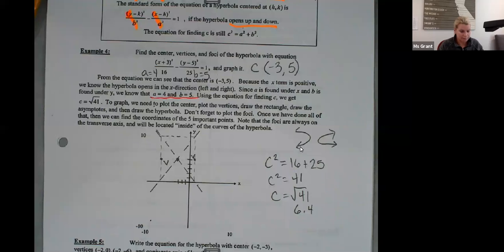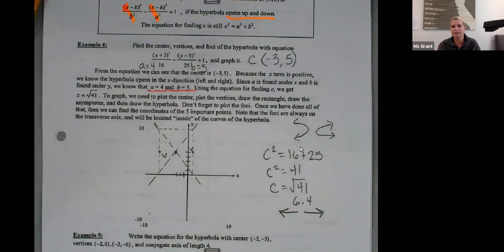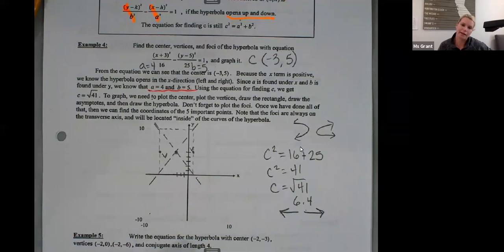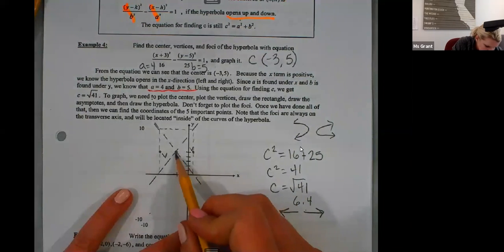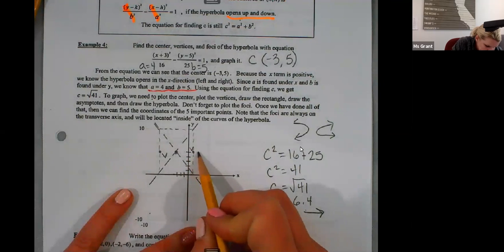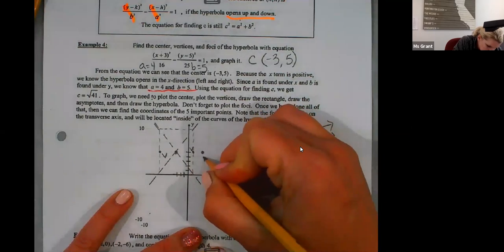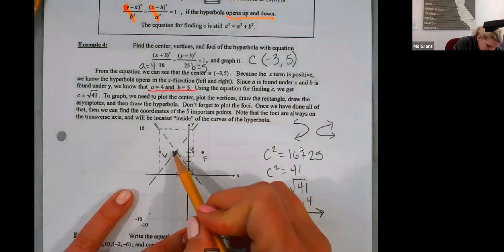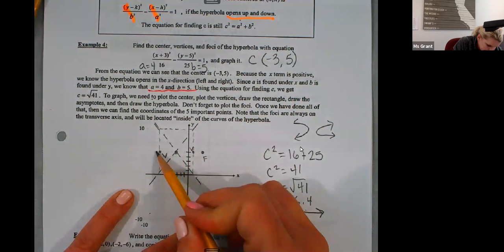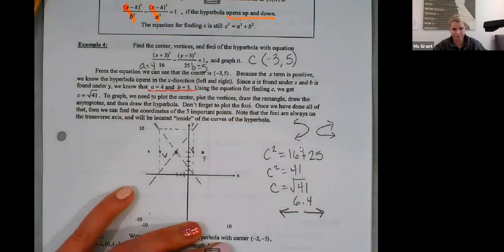From my center, I need to go, because you know how the vertex and the foci are on the same axis, 6.4 to the right, 6.4 to the left. From my center, I know that this is 1, 2, 3, 4, 5, 6.4. 1, 2, 3, 4, 5, 6.4. Okay, ready?